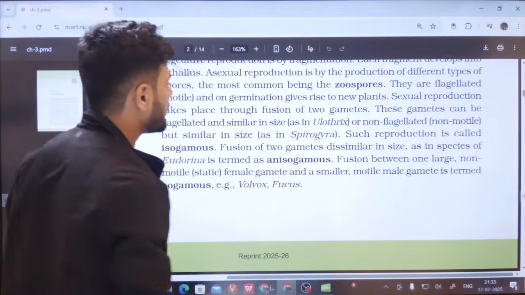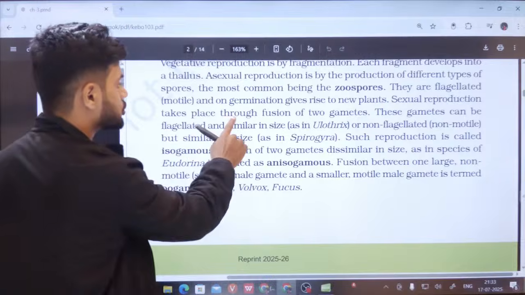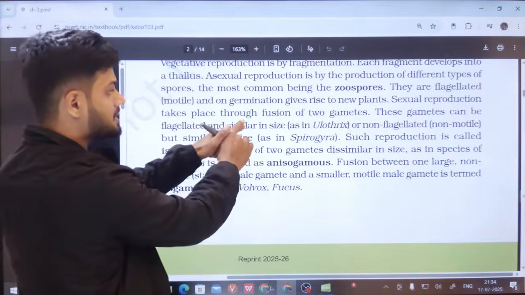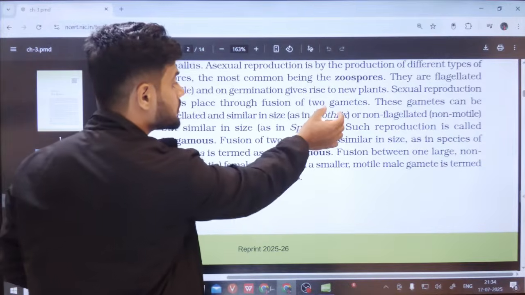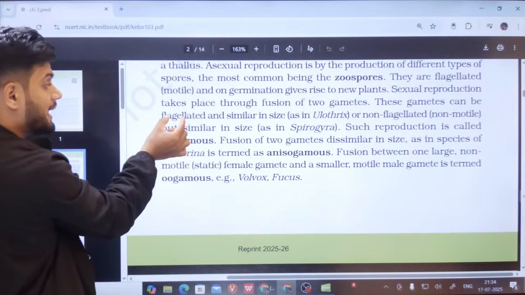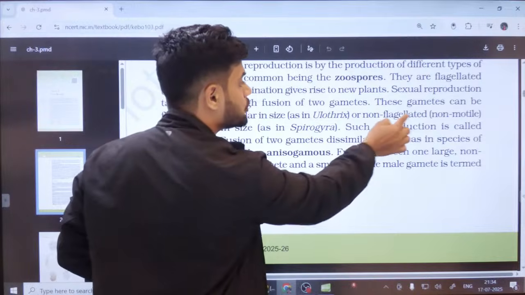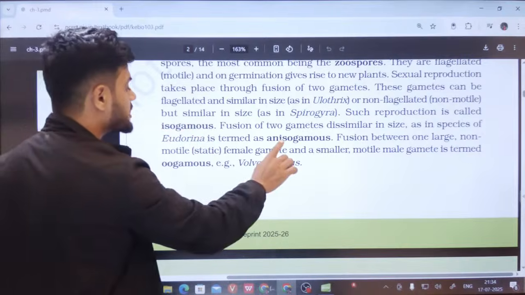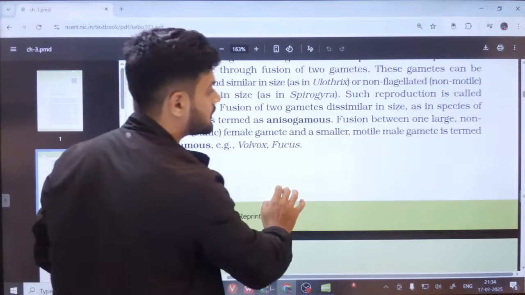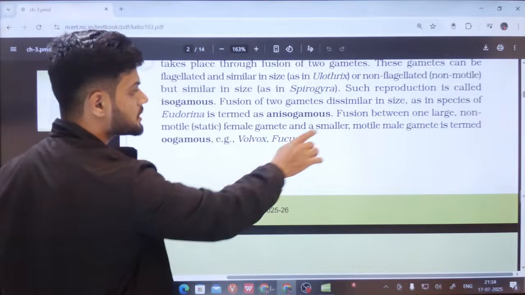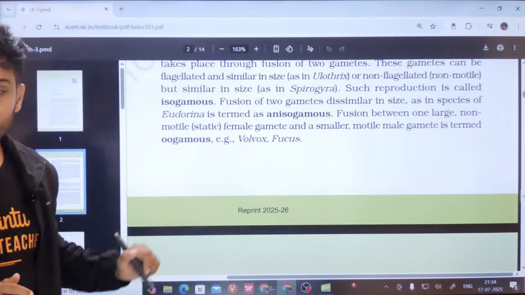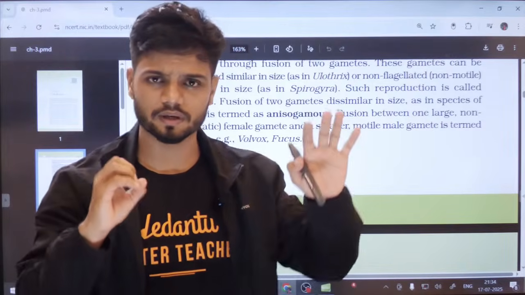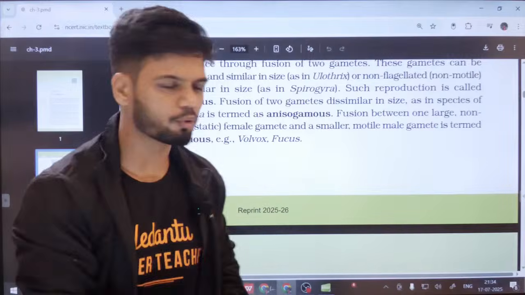oogamy. Examples. Friends, can you see here? Sexual reproduction is through fusion of two gametes. These gametes can be flagellated and similar in size, as in Ulothrix, which is motile. Non-flagellated, non-motile is Spirogyra. That is isogamy. Anisogamy is Eudorina. Then Fucus and Volvox show oogamy. In oogamy, one gamete is large and one is tiny. The tiny one is motile, the large one is non-motile.